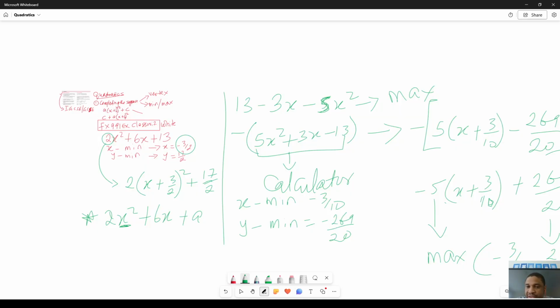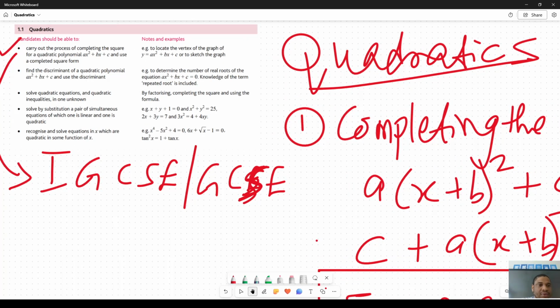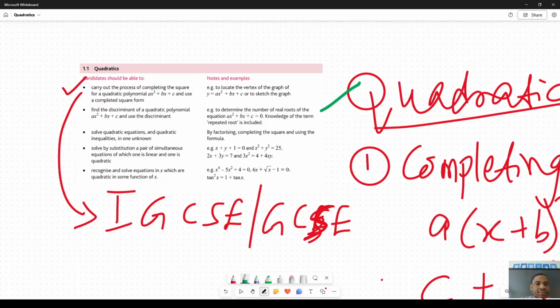So most calculators can give you the vertex. You just need to manipulate the answer. Then you get whatever they are asking for. Okay? All right. Now, from completing the square, of course, you can find the vertex, you can sketch the graph. So that's what we have done.